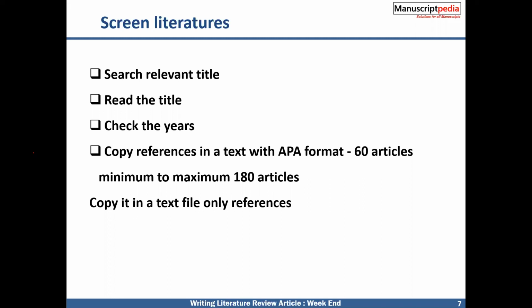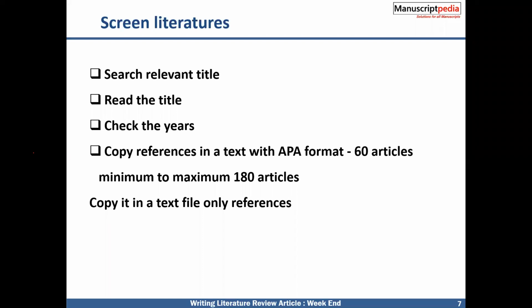While collecting the literature, you need a minimum of 60 articles and a maximum of 180 articles. While copying the reference itself, you have to copy the literature in APA format, which is easier for you to publish. You have to check the years. You should not collect older articles, like from 1800 or 1990. In the introduction section, you have to write the basics, like who started it and who fabricated or manufactured it, from whom this was started.